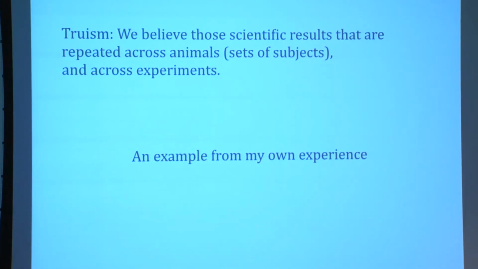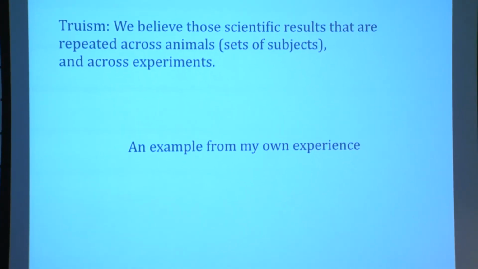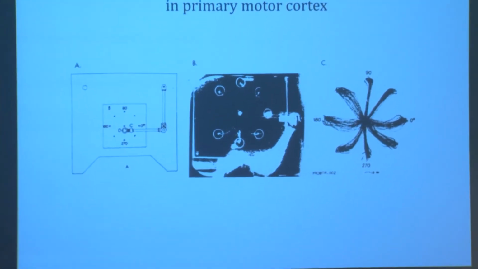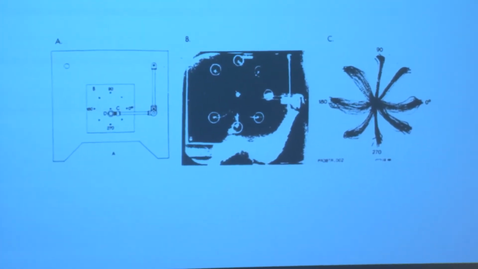The one nice case where we actually did this because we were worried. Well, this involves directional tuning of neurons in primary motor cortex, a phenomenon that was discovered in the early 1980s, and the guy who discovered it had a postdoc named Andy Schwartz, who ended up moving to Pittsburgh and became one of my main collaborators some time ago.